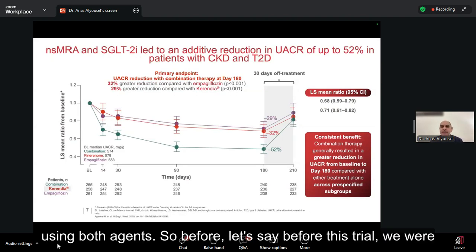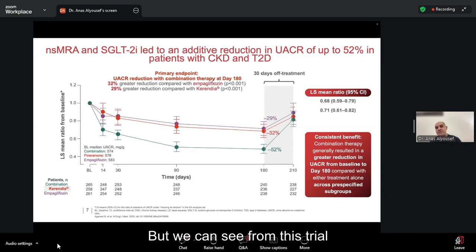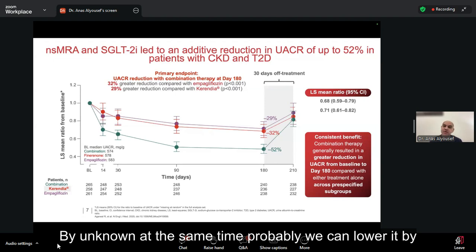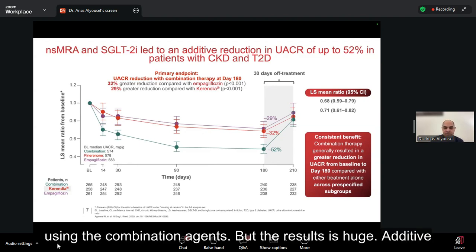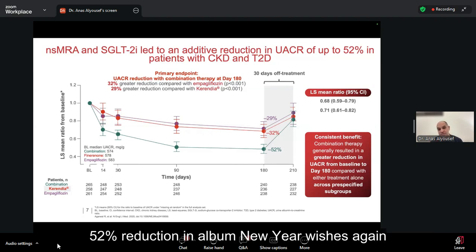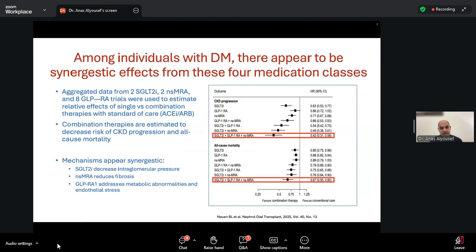So before this trial, we were reluctant to add or to start patients on 2 agents together, fearing of this drop in the eGFR. But we can see from this trial, using SGLT2 inhibitors alone will lower the eGFR maybe by 4 ml, and adding finerenone at the same time, probably we're going to lower it by only 6 ml. So not really that significant drop on the eGFR using the combination agents. But the results is huge, additive, 52% reduction in albuminuria, which is again a very important surrogate marker.